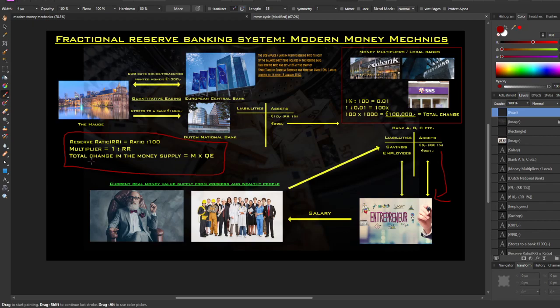And then the total change in the money supply will be the money multiplier, 100 times the quantitative easing. In this case, this is only this part, guys. This is only this part. I mean, they're doing this with this also as well, with the savings.